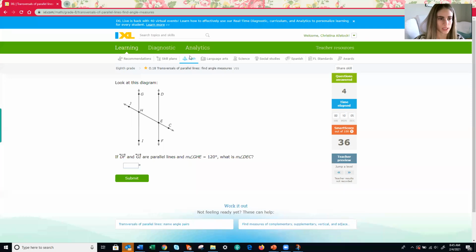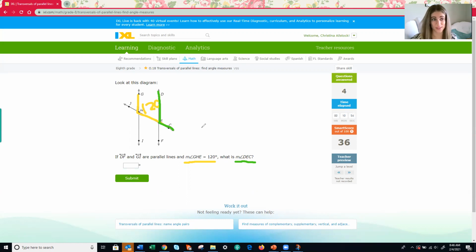All right, this will be our final problem. GHE is 120 degrees. What is the measure of DEC? DEC. All right, they don't make an X, so therefore they're not vertical. So when we think about our other pairs, if they're both on the inside, it's probably alternate interior. If they're both on the outside, it's most likely alternate exterior. If they're both on the same side, it's likely to be corresponding.